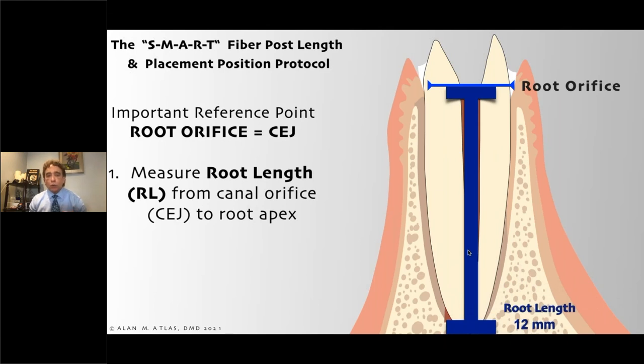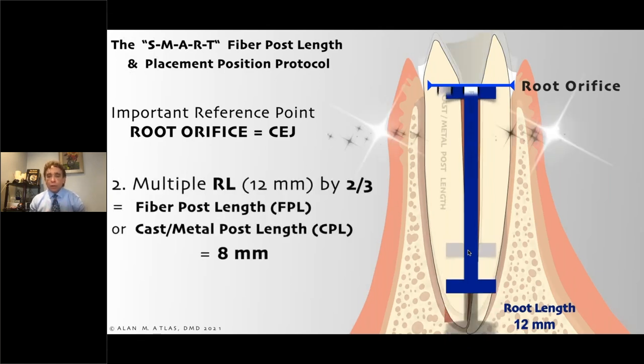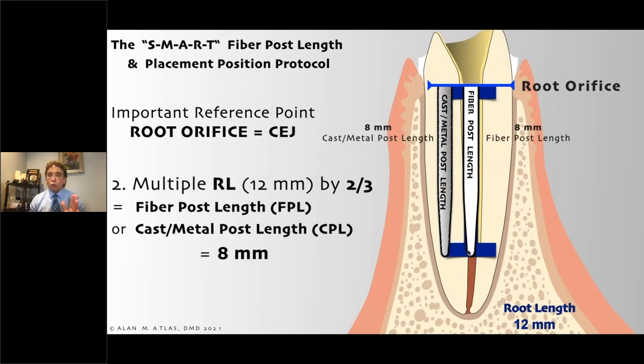I'm going to measure the root length from that root orifice, and in this case, it's 12 millimeters. From there, I'm going to multiply that root length by 2/3. Remember the rule of thirds. So I've already done 2/3. I'm going to multiply it again by 2/3, and I get 8 millimeters. 8 millimeters will give me the length of each post. Remember, I told you, you're just going to reposition this fiber post differently in the canal. That gives me the length of a cast or metal post.